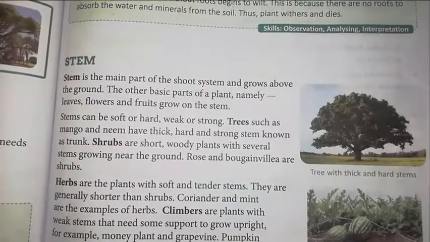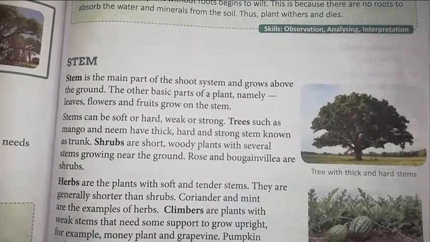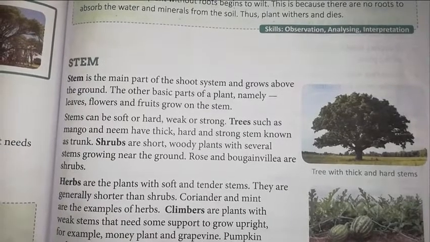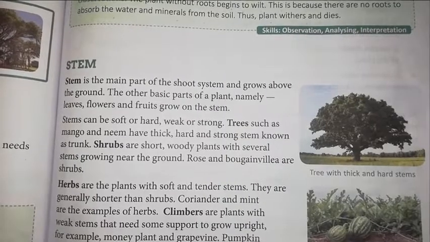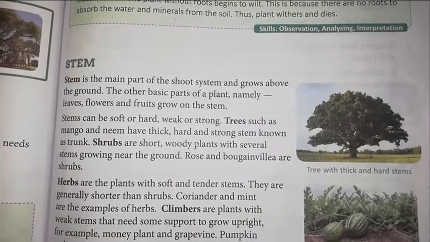So students, stem is the main part of the shoot system. It grows above the ground. All the parts of a plant except root grow on stem. It means leaves, fruits and flowers grow on stem.